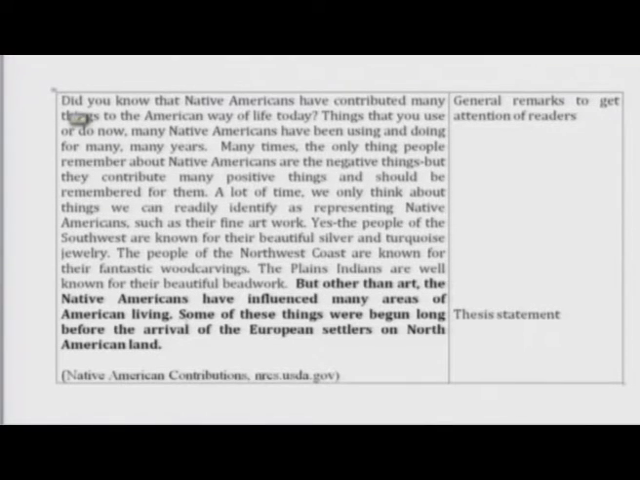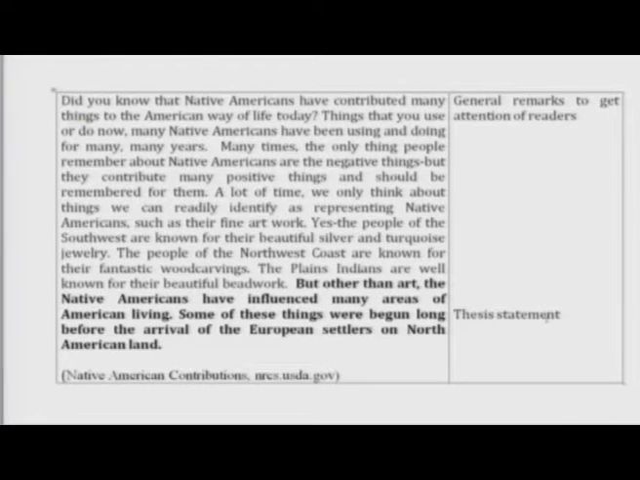So, you can say that. Some of these things were begun long before the arrival of the European settlers on North American land. So, what were these? Other than art, Native Americans have influenced many areas of American living. So, that is the thesis statement.